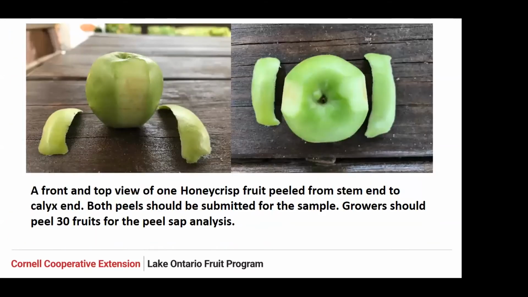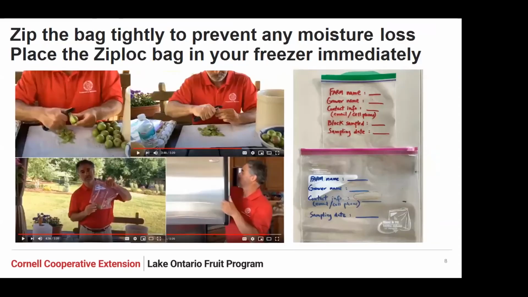That is the front and top view of the Honeycrisp fruit peel from the stand, for you to make sure that you understand what we are looking for. It's 30 fruitlets. You're gonna be able to get a small portion there. You can use a big storage bag, a sandwich bag. In this case for the video, I use a big 1 gallon bag, too big perhaps to put in your freezer.